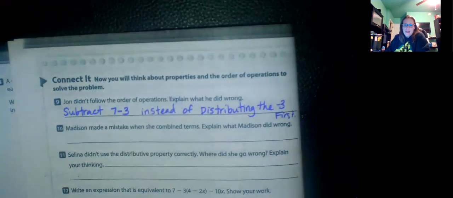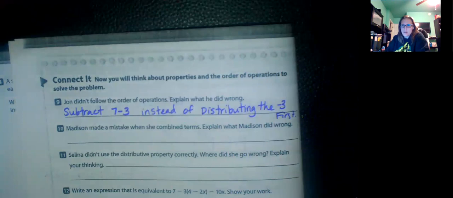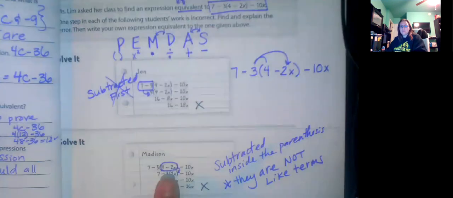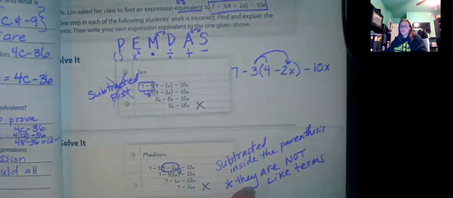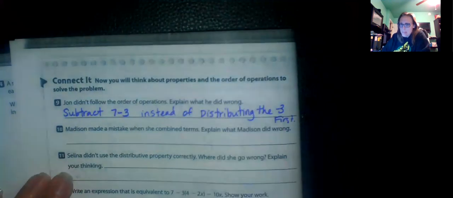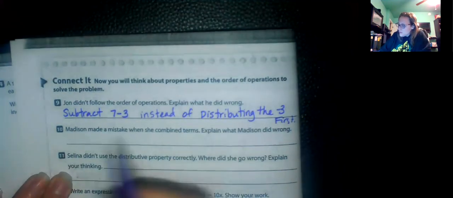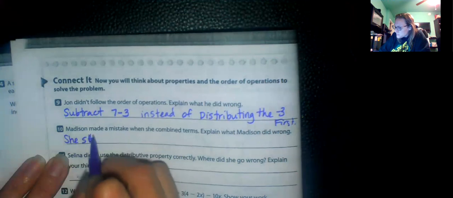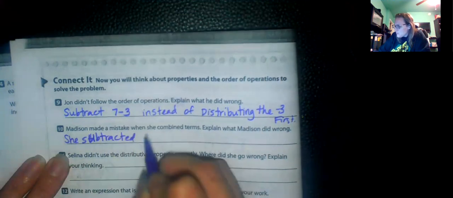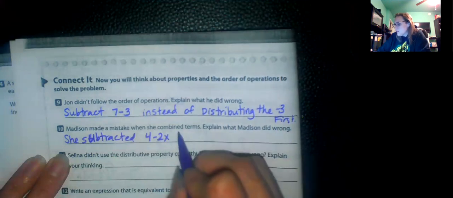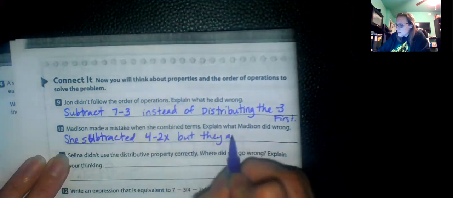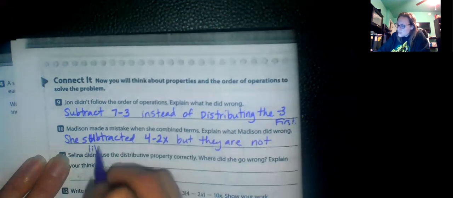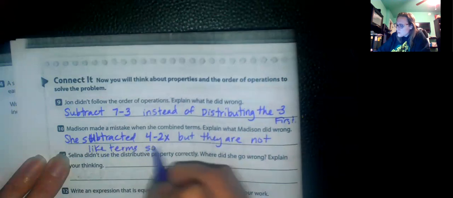Okay? Madison made a mistake when combining like terms. Explain what Madison did wrong. So remember here, she combined the 4 and the -2. They were not like terms, so she was not allowed to do that. Okay, so she subtracted 4 minus -2, but they are not like terms, so that's not allowed.